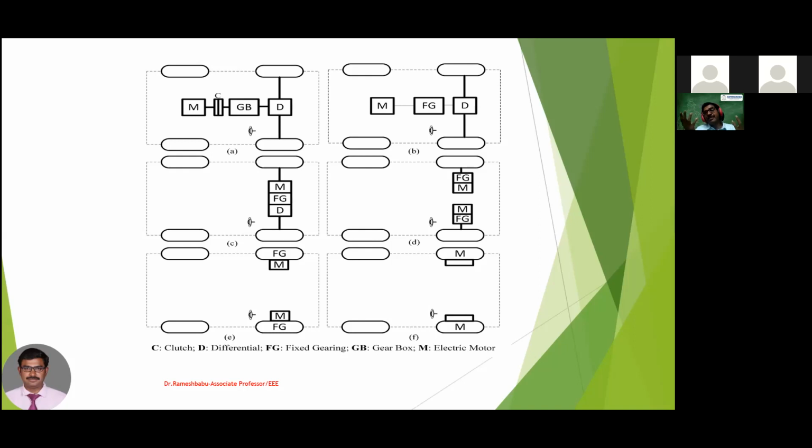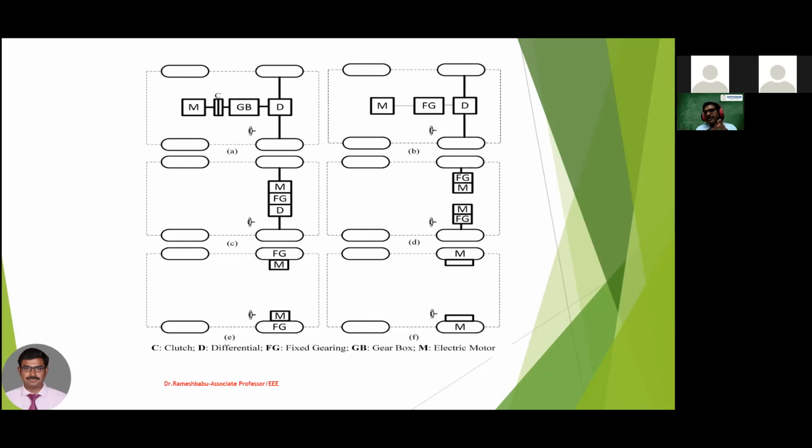And in the third type of configuration, you can see it is fitted in the same way in the front axle. So the transmission is reduced here. The transmission system is reduced, so losses may be reduced. There is a motor, a fixed gearbox, and a differential, and it will be fixed in the front axle itself. This is nothing but the third configuration.